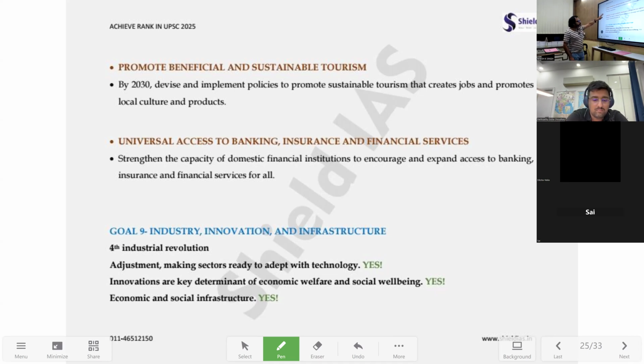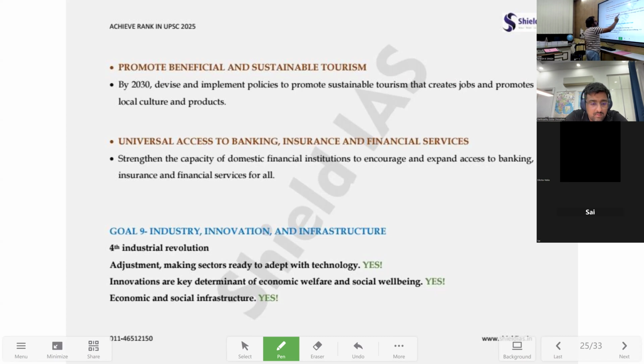So here it is talking about promoting beneficial sustainable tourism. Now, tourism is a very important sector for providing employment to all types of workforce, mostly skilled to semi-skilled. But that should not be at the cost of the sustainability of the place. Okay? That's why I promote beneficial sustainable tourism.